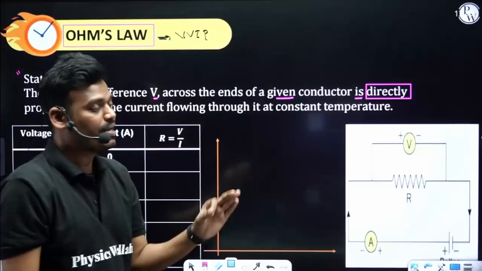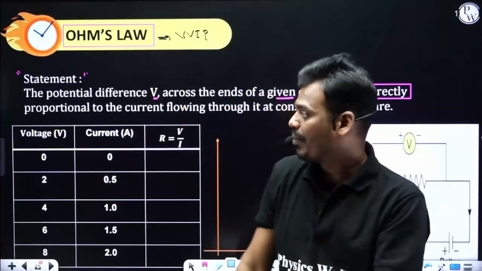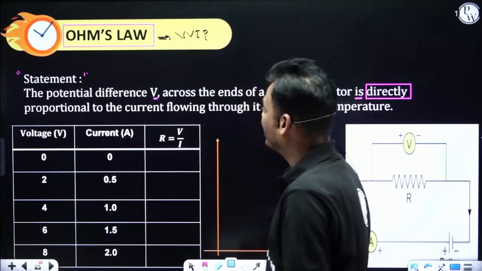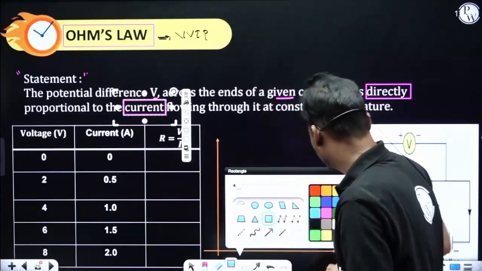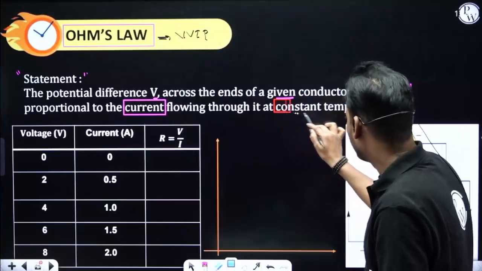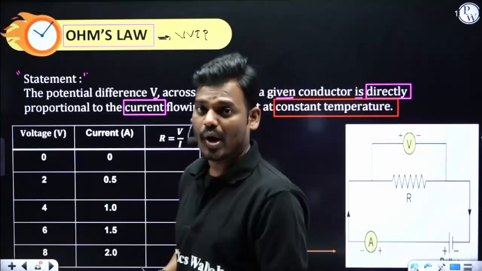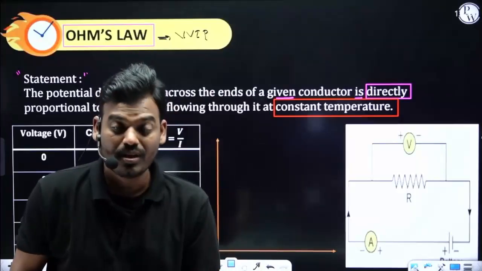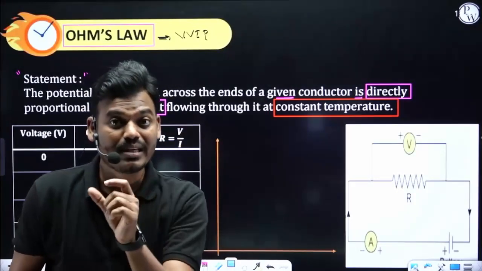And in this particular law, that is Ohm's law, V as well as I are directly proportional. V is proportional to the current flowing. But here, this one is very, very important: constant temperature. Okay. Why constant temperature? Because as the temperature changes, the resistance of the conductor is also going to change. I'll tell you the reason.